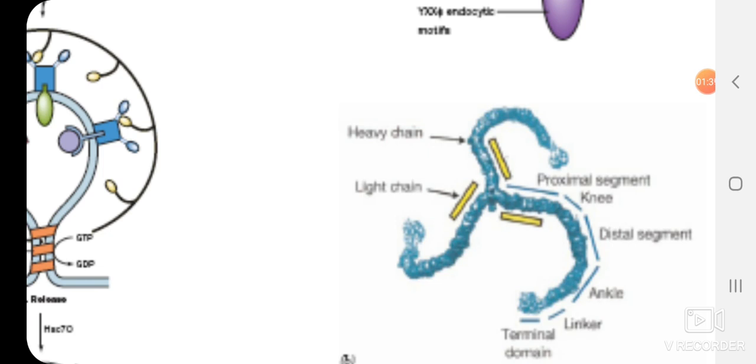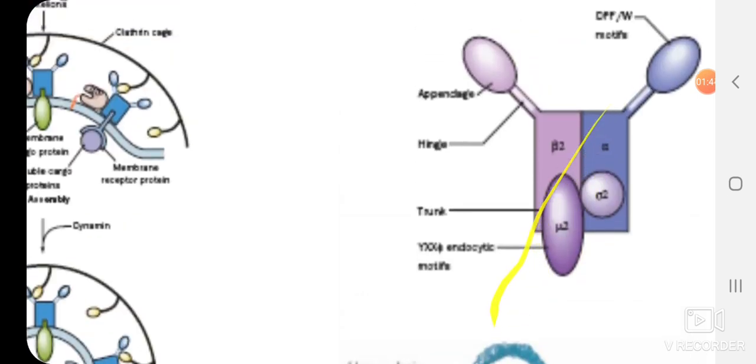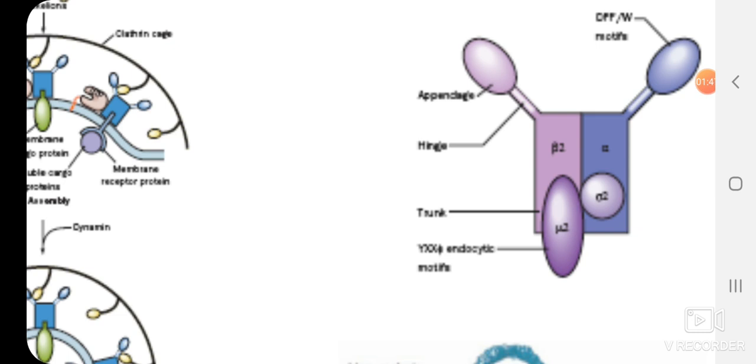And whenever clathrin is involved in the formation of a vesicle, it forms the vesicle with the help of an adapter protein. This is the structure of an adapter, particularly called the AP2 adapter. These adapters have alpha, beta 2, mu 2, sigma 2 type of subunits. This structure which you are seeing here is AP2, which is involved in the formation of vesicles at the plasma membrane during endocytosis.